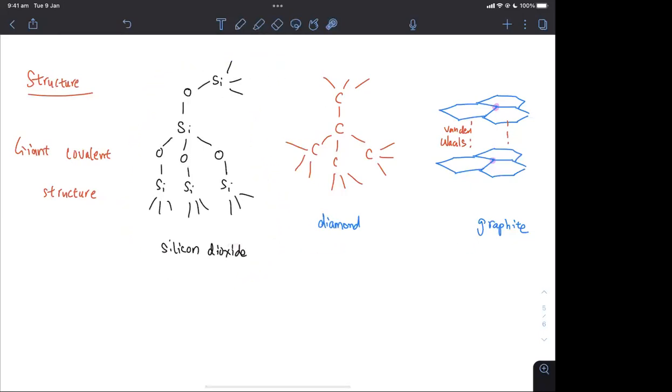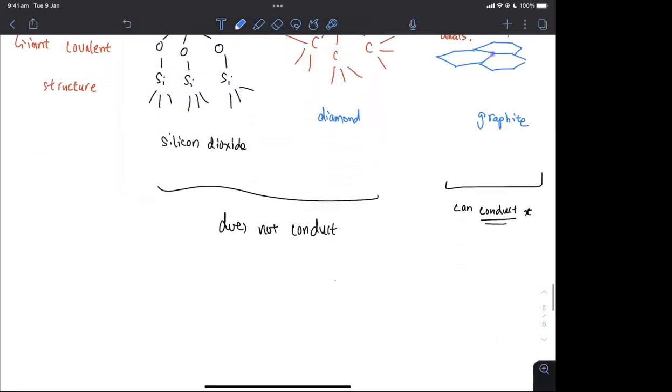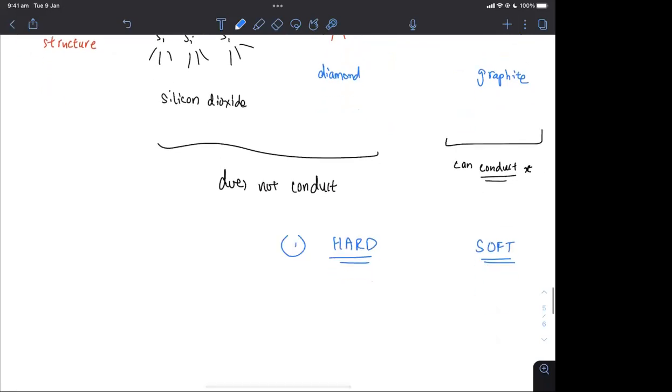So all of these structures, you can see that this one does not conduct at all, whether it's solid or liquid or gas, but this one can conduct, very special. You use it as an electrode because it has 1 free electron per carbon that can flow along the layers, and therefore it can conduct electricity. Diamond versus graphite, now these are very, very important ones. Diamond is hard, graphite is soft. Diamond cannot conduct at all. But graphite can conduct electricity, and it can conduct heat as well. What other thing can you say?